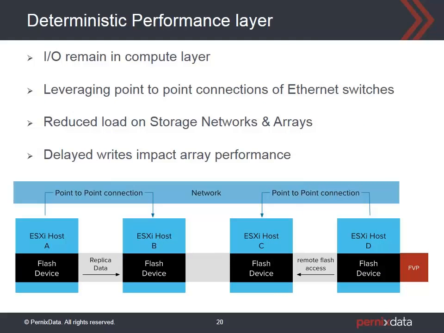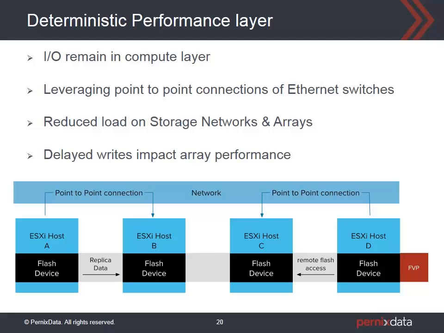Now, because we use the vMotion network, we're using an Ethernet network. And an Ethernet network is a point-to-point connection. Point-to-point connections have the tremendous ability of not interfering with communication that happens between other hosts. So if replica data is sent from host A to B, it doesn't interfere with a remote flash access that happens on host C and D. You use the crossbar network that is in an Ethernet network to get the best performance.